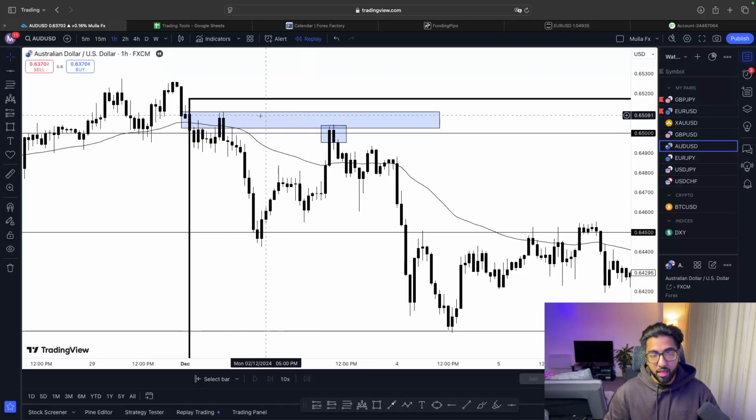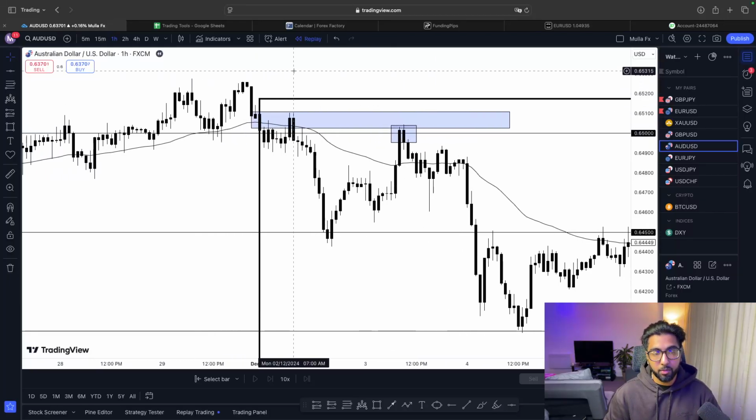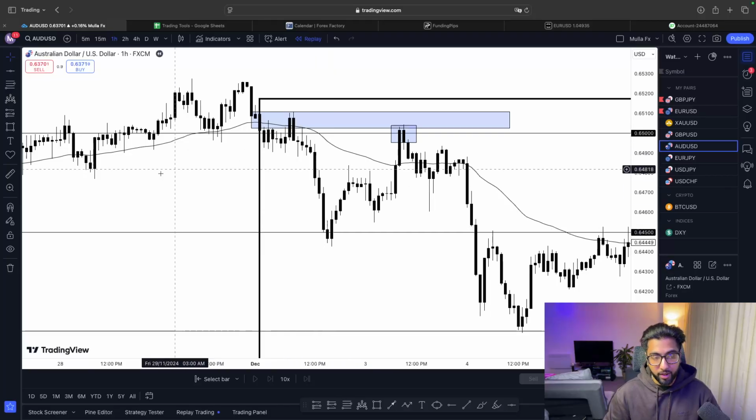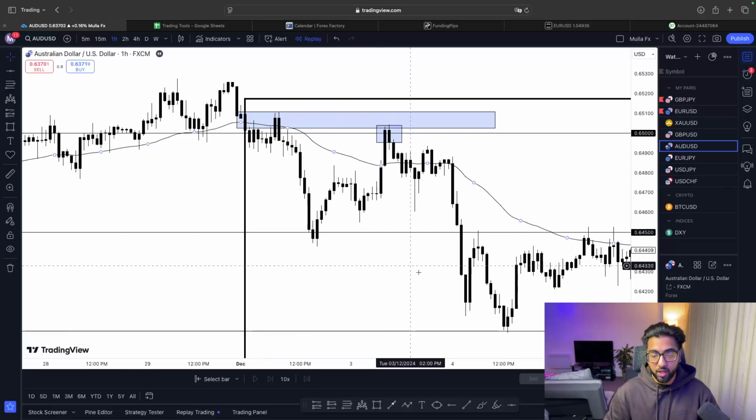So for me, I want to look for an entry right here. So this is where I'm going to enter. Why? Because price has obviously had a great push. We had the breaker structure. We're looking for a retest. So that's number 1 entry.